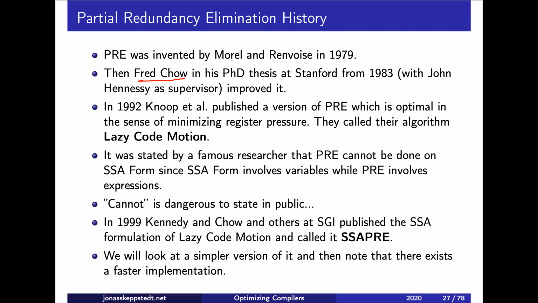Well, I can say one more thing, which is quite a nice curiosity, namely that there was a famous researcher who stated that PRE cannot be done on SSA form, since PRE is about expressions and SSA form is about variables. And this is good to remember. Actually, this company, Silicon Graphics, did all their scalar optimizations on SSA form, then switched to non-SSA form, did PRE, and then converted the result back to SSA form. So this was unnecessary. It would be nicer to have everything on SSA form. And how they do that is what we will see next.